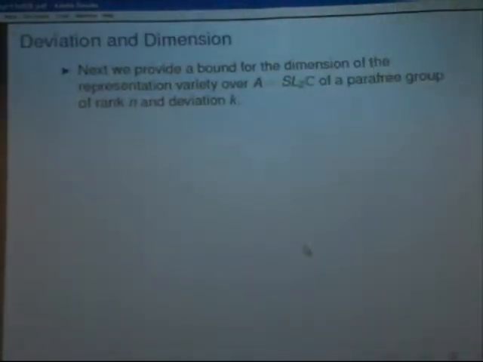So now, deviation and dimension, I really could go and talk about this for a while, but maybe I want to make it brief. So we can actually provide a bound for the dimension of the representative variety of a Parafree group of rank n and deviation k. Okay, I don't have to say SL2 complex. I can use any other affine group, but I am staying with SL2 complex now.